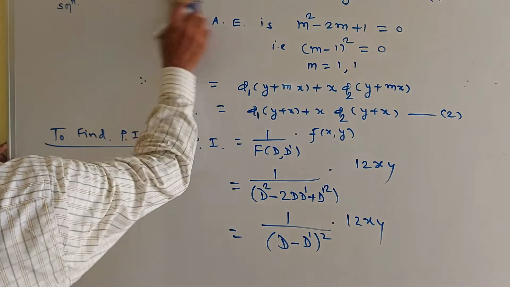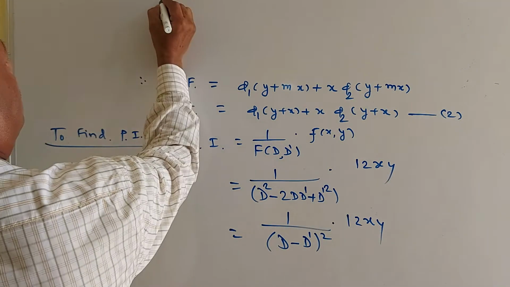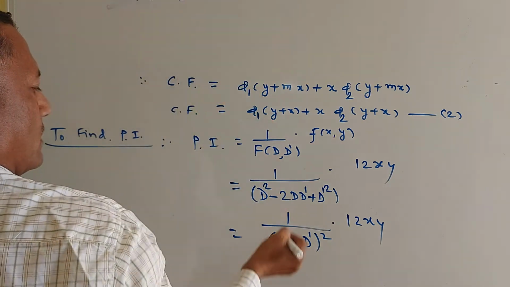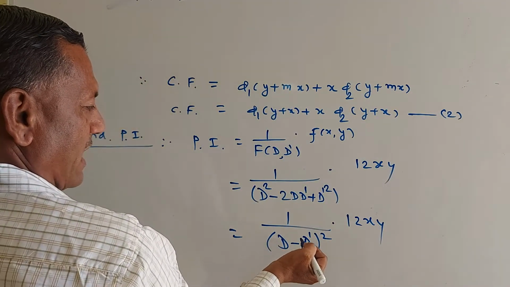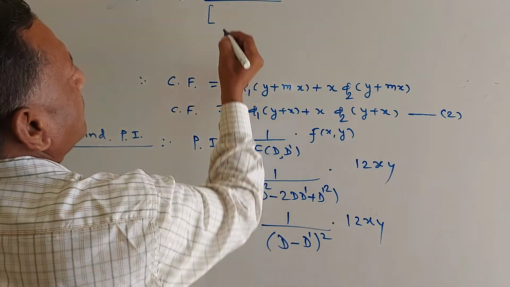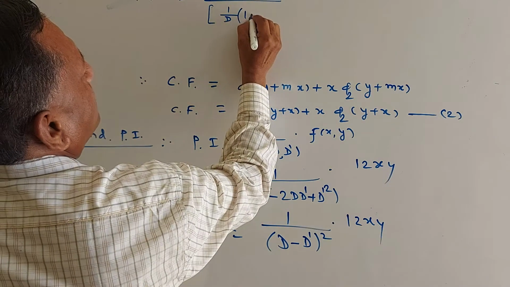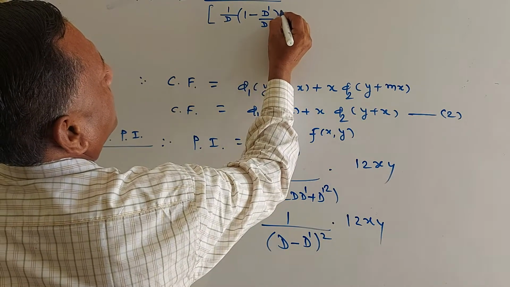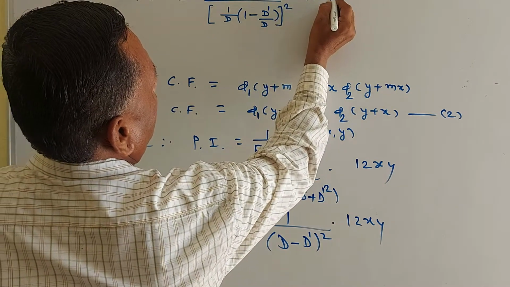This is the particular integral. You simplify it. Therefore, the particular integral is equal to 1 upon D minus D dash square. So you take D common: 1 upon D into (1 minus D dash upon D) whole square, operated on 12xy.